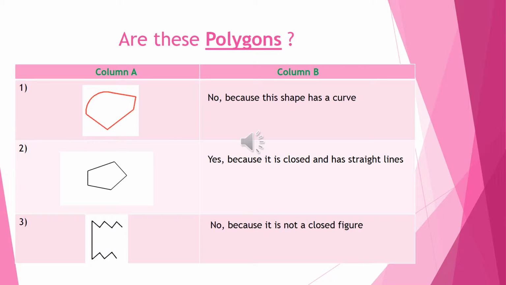Let's look at the shape in column A and decide whether it's a polygon or not. Take a second to decide. Well, now that we have thought about this, let's get on with the answers. Number 1 is not a polygon as this shape has a curve. Number 2 though is because it is closed, has straight lines and no curves. Number 3 again isn't because it is not a closed figure.